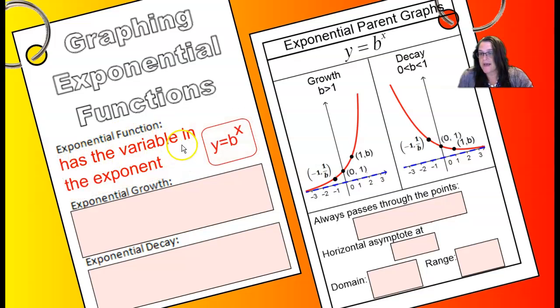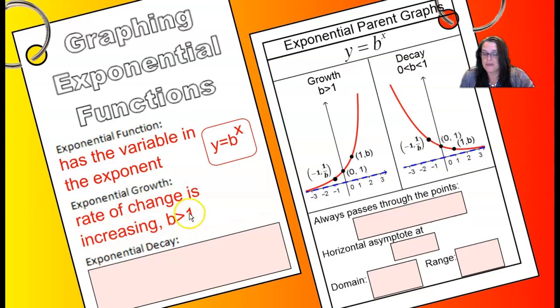Exponential functions have a variable in the exponent. So y equals b to the x is exponential given a value of b that is greater than 0. Exponential growth occurs when that value of b, the base of the exponential, is greater than 1. And that would be a rate of change that is increasing.